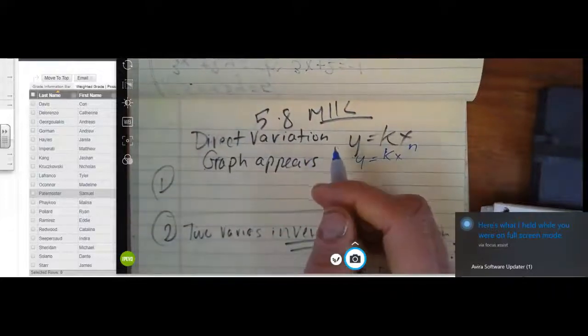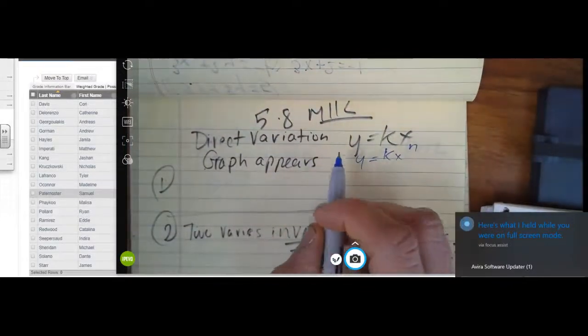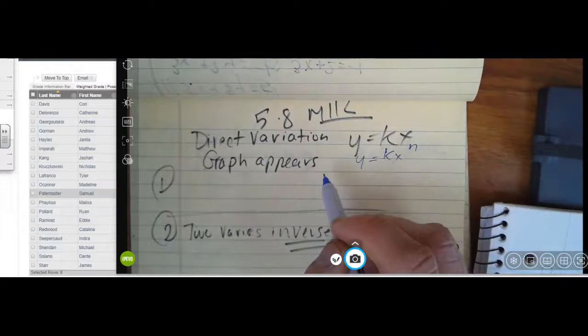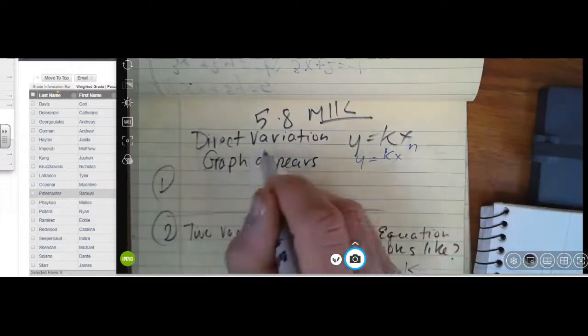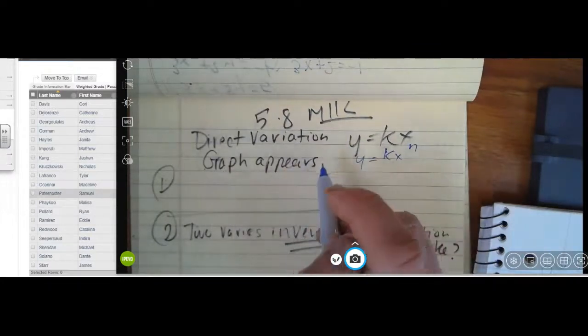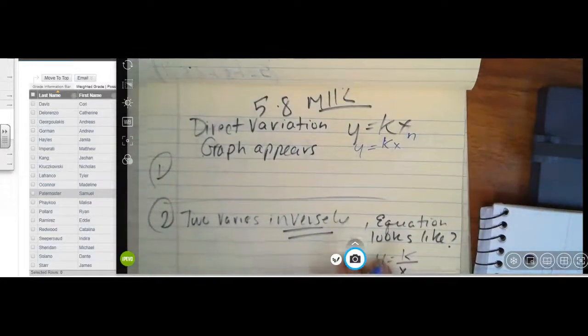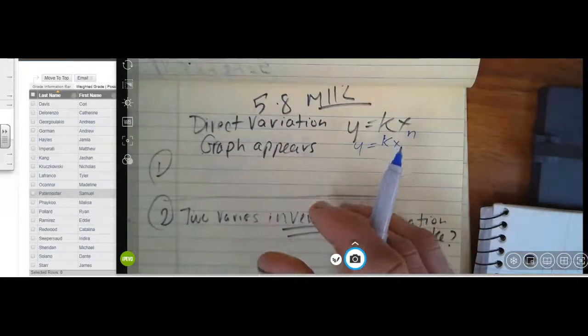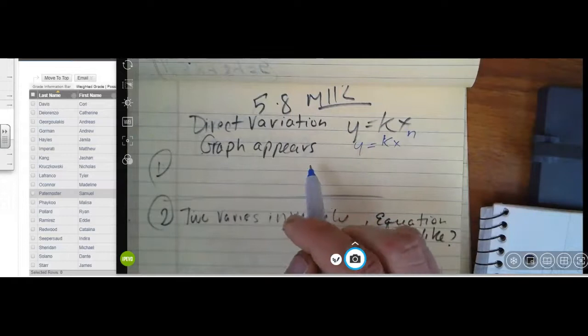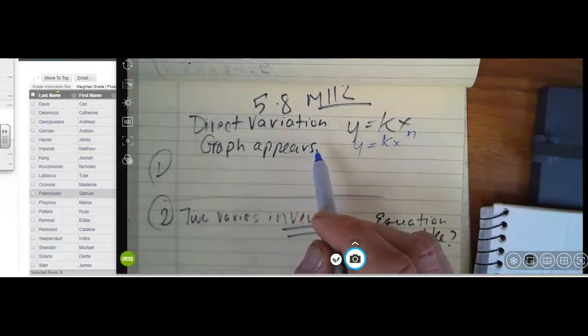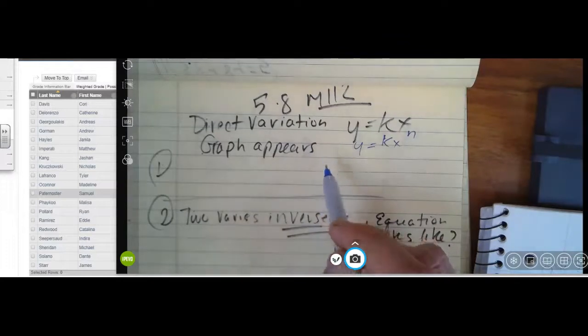We're looking at sections 5.8 here and 5.9. We'll see how far we get here, starting with 5.8. We have variation. That means we have two variables, and we have to see how one affects the other. Do they both go together, go up at the same time? Do they both go down at the same time? Are they in opposite directions?